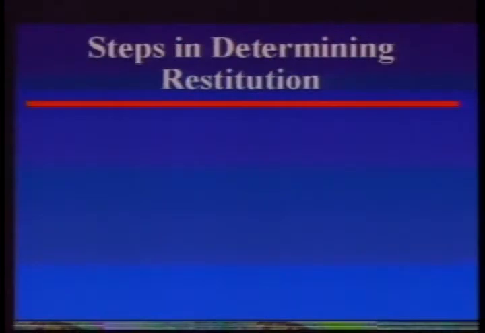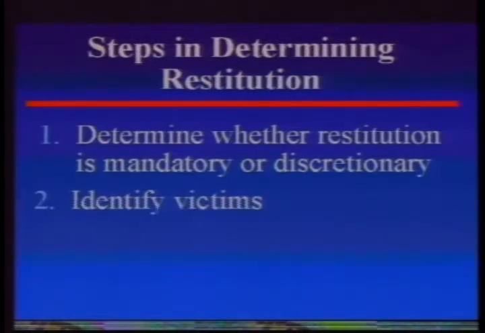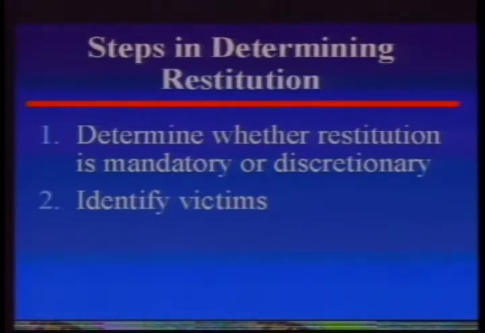For each case that you work on, we suggest you follow the following steps, beginning with the first one, which is to simply determine, are you dealing with mandatory or discretionary restitution in this case? And sometimes it will be neither, but we'll address how you can impose restitution in those cases as well. But determine which statute you're working under. Second step, identify the victims for restitution purposes for your particular case within the scope of your offense of conviction.